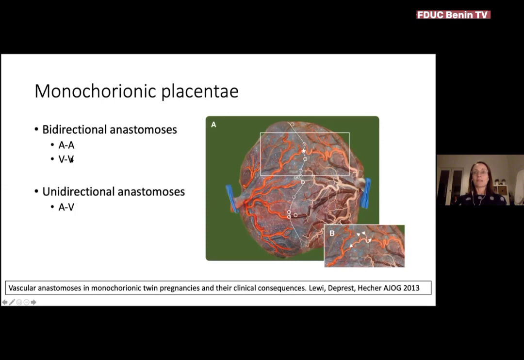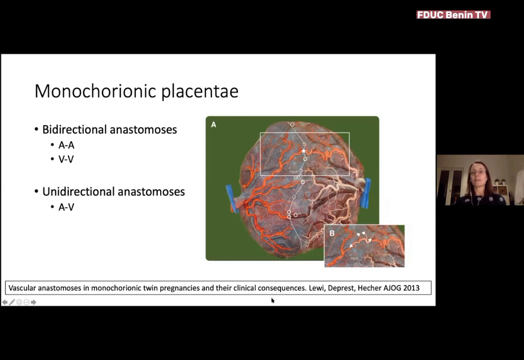VV anastomoses are rarer, and we don't know their exact function. And then unidirectional anastomoses are the arteriovenous connections, and they're very common, and there are usually multiple AV anastomoses in each direction on a monochorionic placenta. So on this placenta, the easiest one to appreciate is this artery, which is anastomosing with this vein that has purple dye in it. So this circle here is an AV anastomosis.